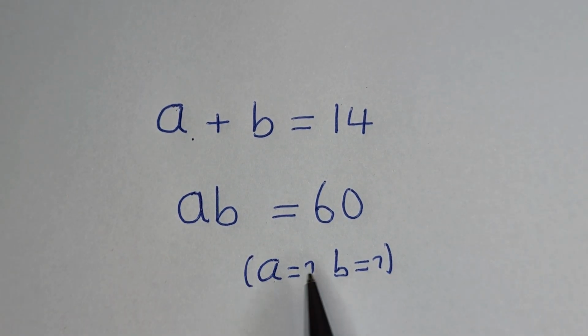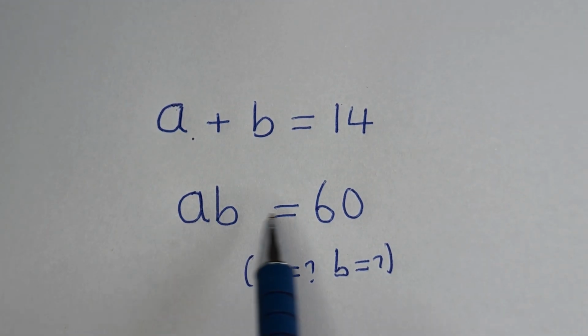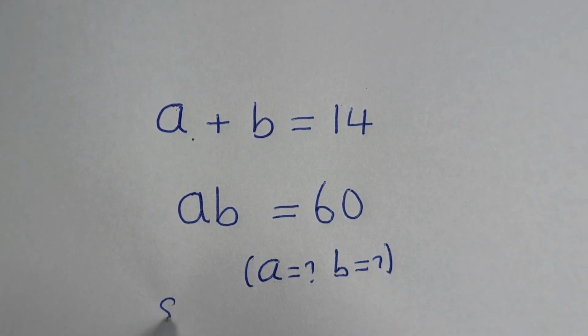How to solve for A and B in this equation? A plus B is equal to 14. AB is equal to 60. Solution.